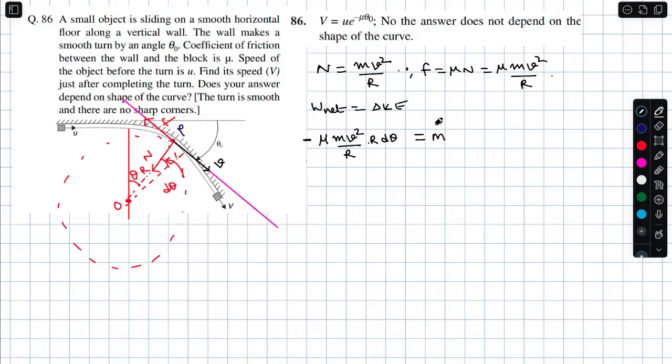If you differentiate it, what do you get? mv dv. I differentiated half mv square. So what are you going to get here? Right. So what I got is dv is minus mu v d theta. dv by v is minus mu d theta.